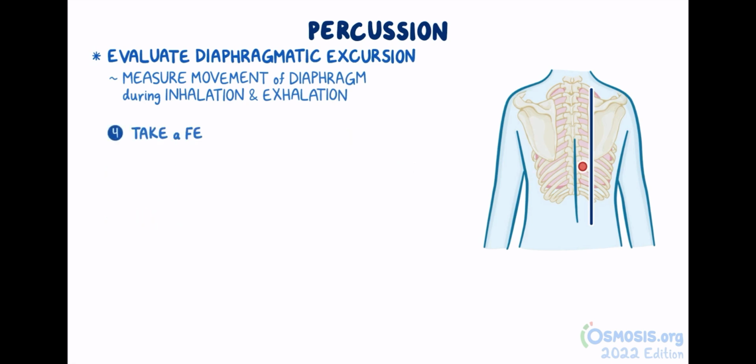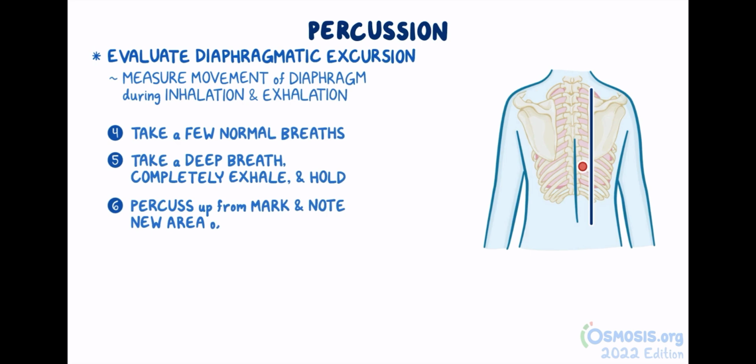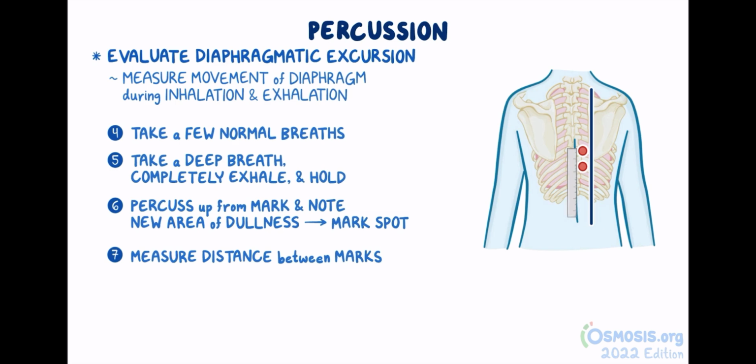Instruct your client to take a few normal breaths after you've marked the spot. Then, ask your client to take a deep breath, completely exhale, and hold their breath again. Percuss up from your mark and note where a new area of dullness over the diaphragm is located. Mark this spot too, and measure the distance between the marks.